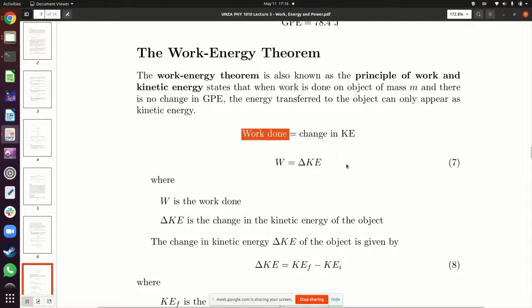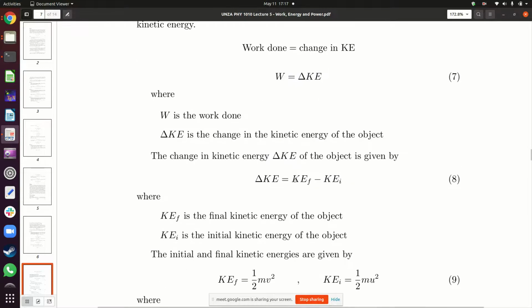It says the work done is equal to the change in kinetic energy. So if your object was at rest, meaning that its kinetic energy is equal to 0, then after you do work on this object and it moves, the kinetic energy of the object is no longer 0. There's an initial value of kinetic energy when it is at rest, so 0, and now the object has got kinetic energy. So you can work out the change in kinetic energy as follows: the change in kinetic energy is equal to the final kinetic energy of the object minus the initial kinetic energy of the object.